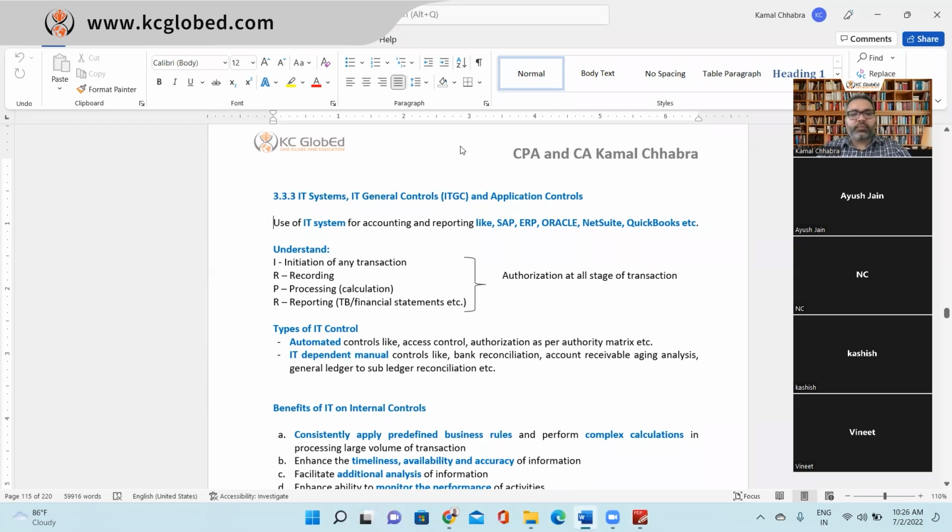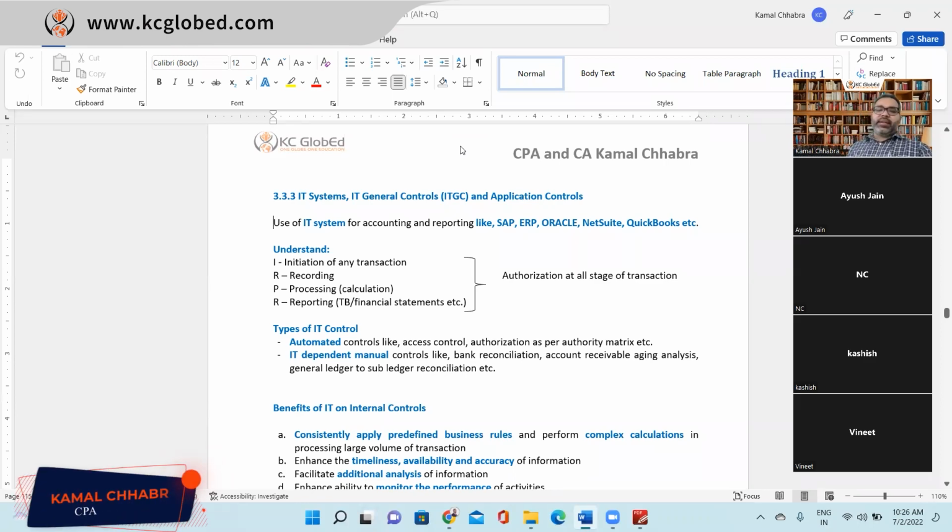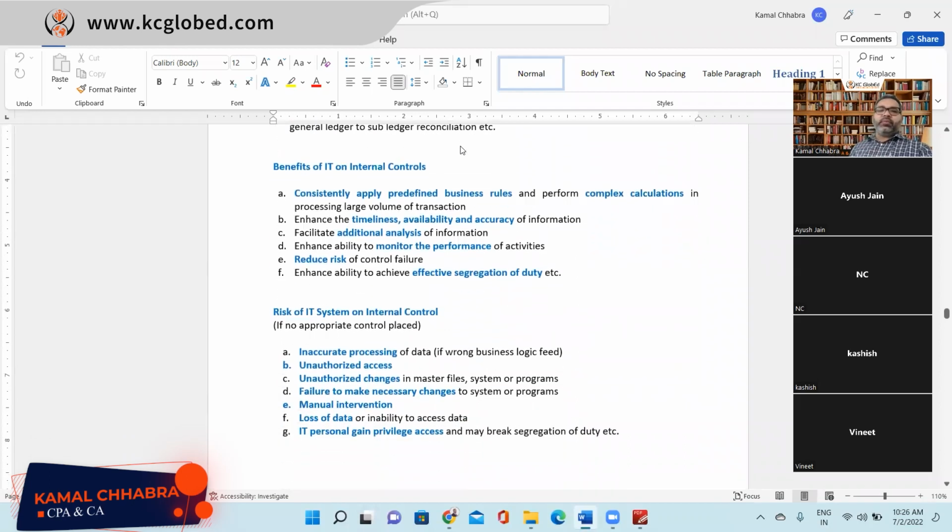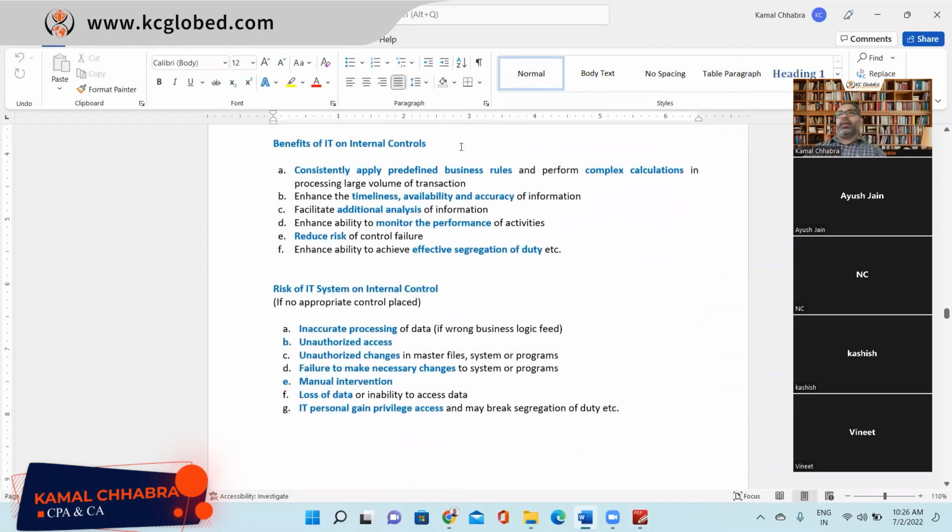Yes, sir. So now we understood IT system, we understood type of IT control. Let's understand the benefit of IT on internal controls environment. So we are still in the second phase of audit.